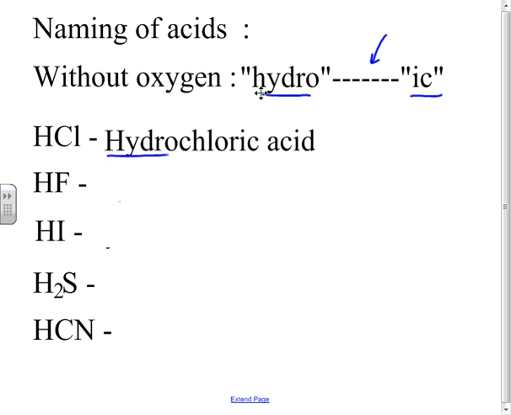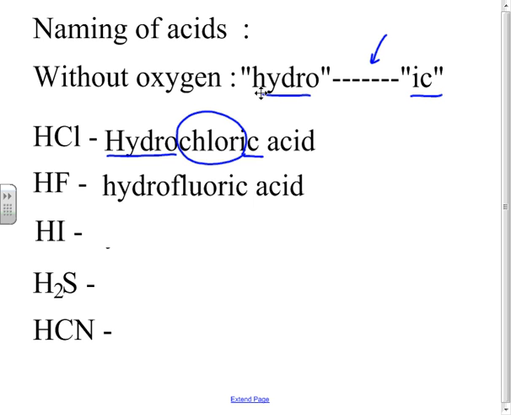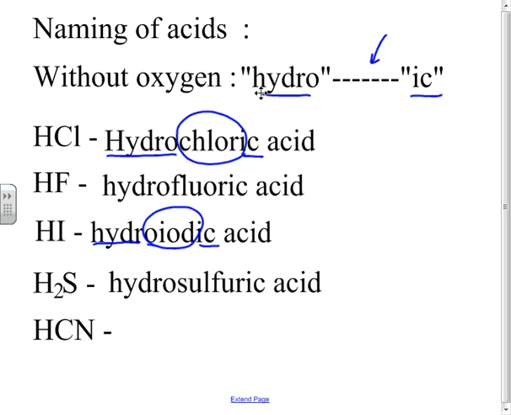Again, note the pattern. Begins with hydro, ends in "ic", and then the chlor refers to the fact that it is a chlorine that is attached to the hydrogen. HF is hydrofluoric acid. HI is going to be hydroiodic acid, so always the same pattern, hydro, ic, and then something to imply the element that is combined with the hydrogen. H2S is going to be hydrosulfuric acid. HCN is going to be hydrocyanic acid.